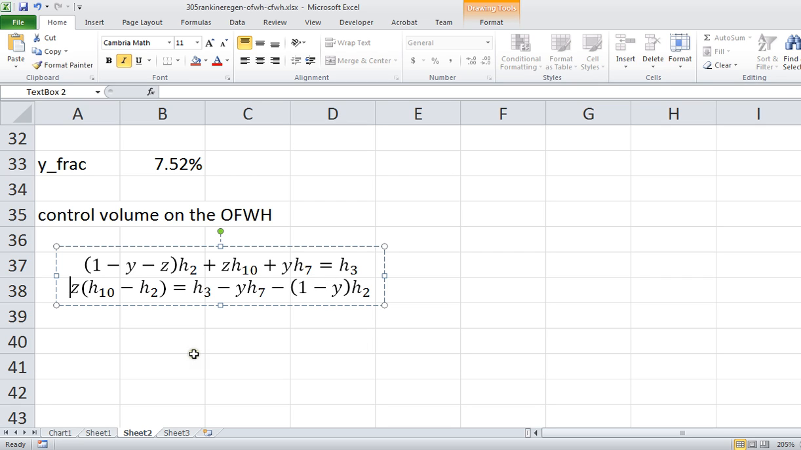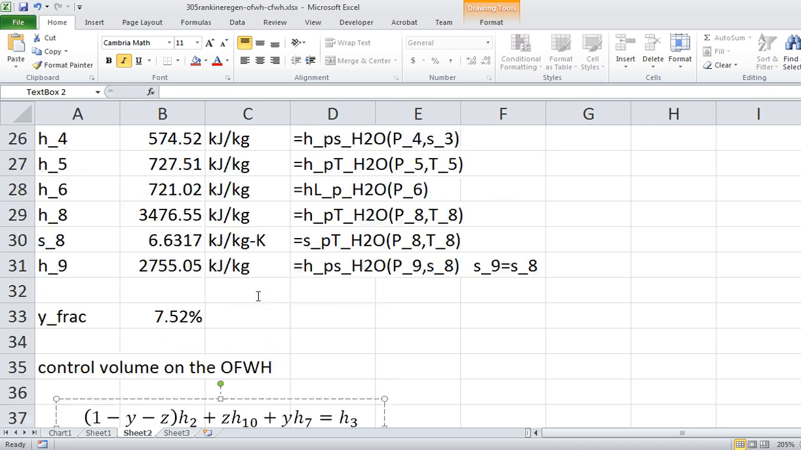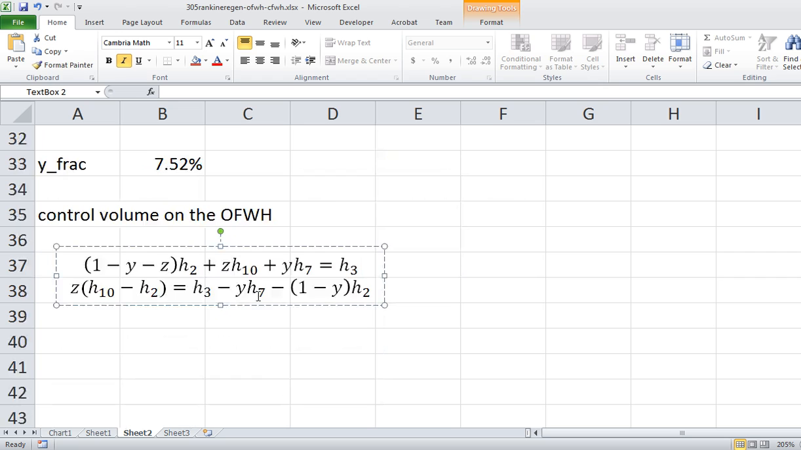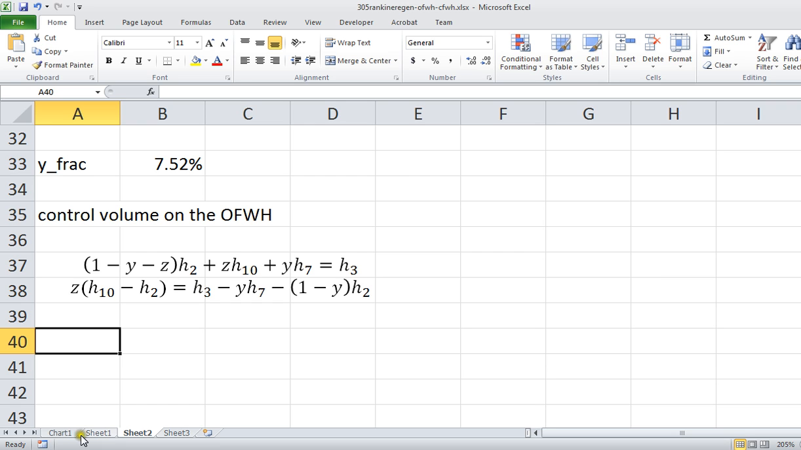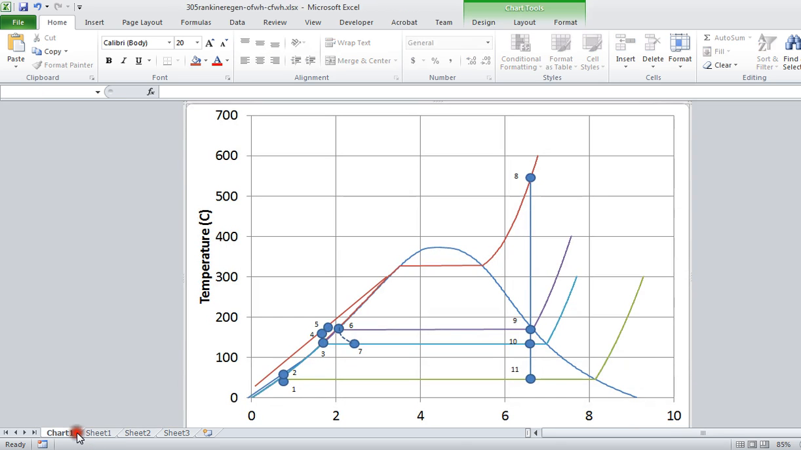Okay, so then we should be able to find Z if we can find some of these states, most of them we know. 2 and 3, I guess we need to find 7 and 10. Is that right? Yeah, state 7 and state 10. We need to find those. So how are we going to find those?